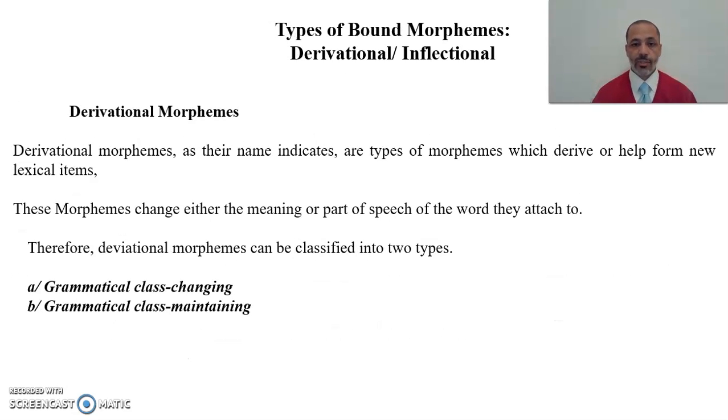As we have said for free morphemes, we can also say the same for bound morphemes. They can be divided into two types, derivational and inflectional. Derivational morphemes, as their name indicates, are types of morphemes which derive or help form new lexical items. These morphemes change either the meaning or part of speech of the word they attach to.